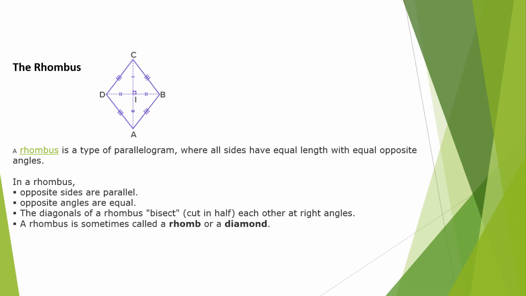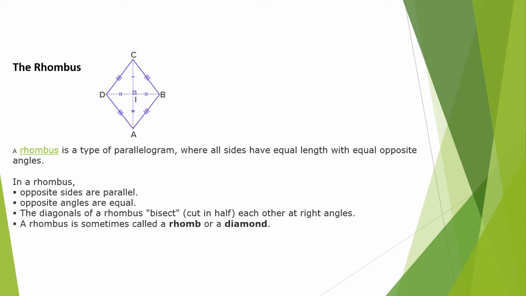So now let us look at the properties of rhombus. See, the first property of rhombus is opposite sides are parallel. That means it comes under parallelogram, so the opposite sides must be parallel. Then opposite angles are equal. Not only the opposite angles, all the angles of the rhombus are equal.